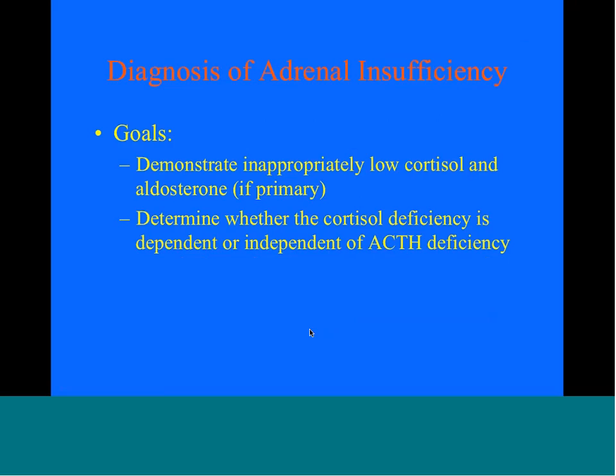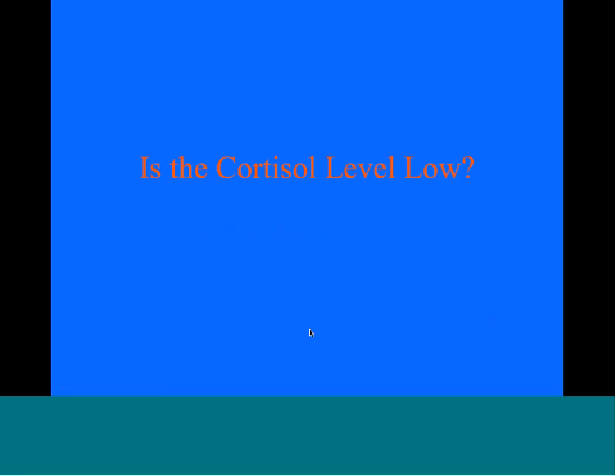When you're trying to ascertain the diagnosis of adrenal insufficiency, the first thing to determine is whether there's low cortisol, and also if it's primary, if it's adrenal, if there's low aldosterone. And then you want to determine whether the cortisol deficiency is dependent on ACTH, meaning the ACTH is high and you have adrenal insufficiency, or independent, the ACTH is low. First question again to look for is the cortisol level low?